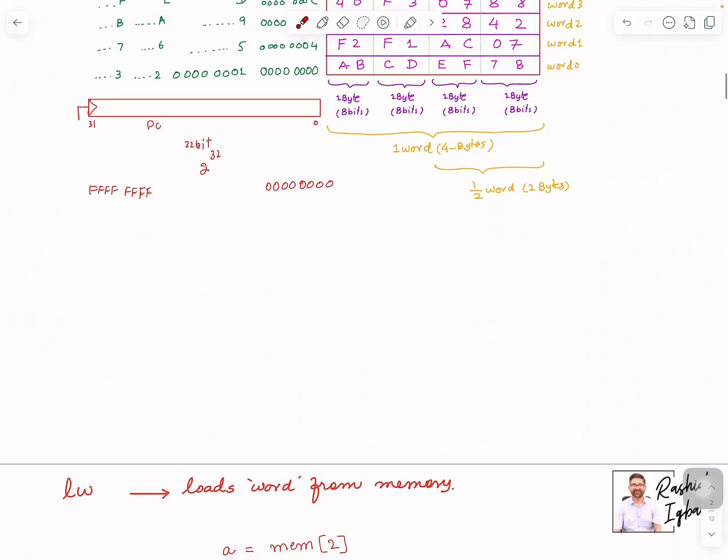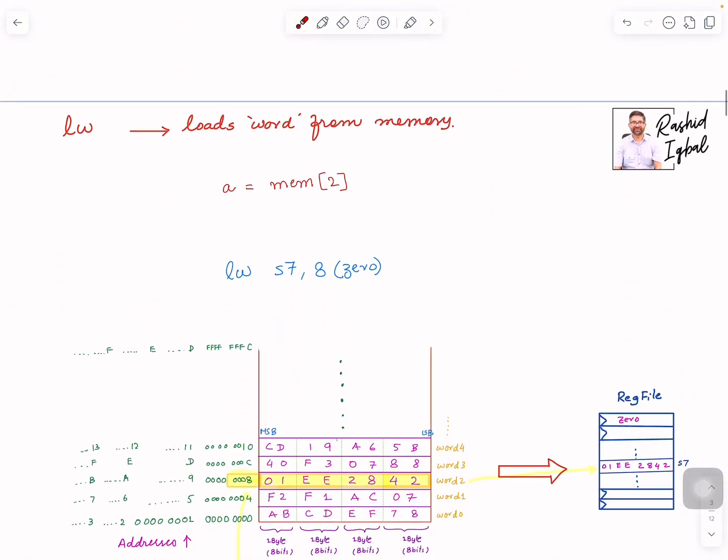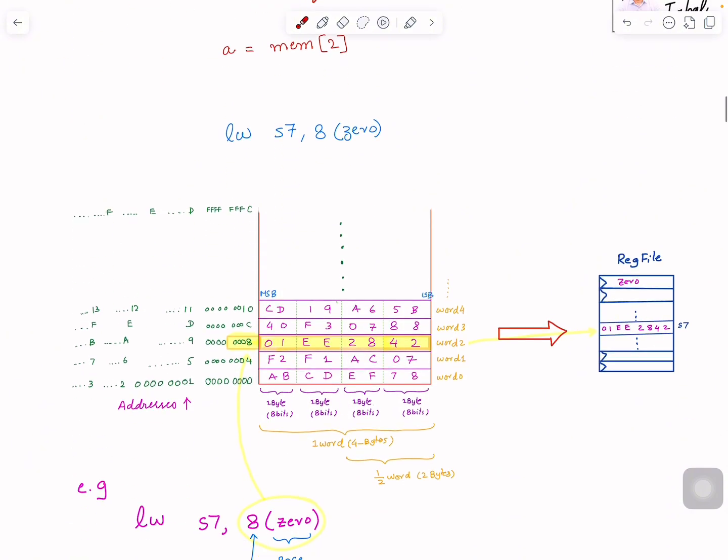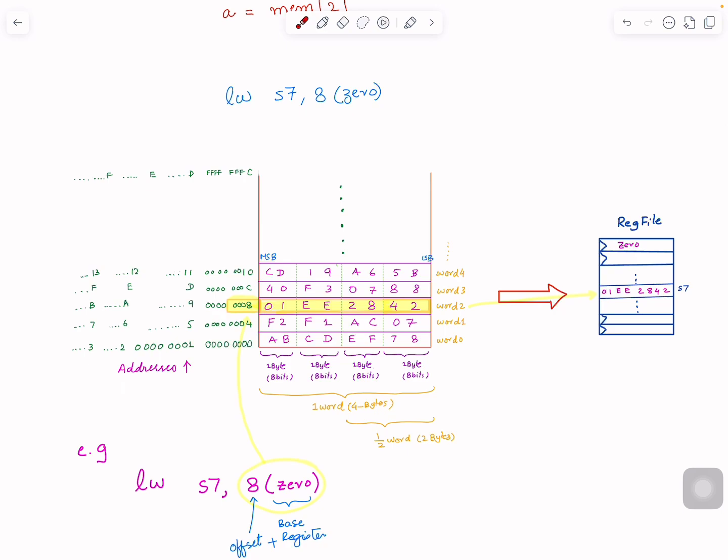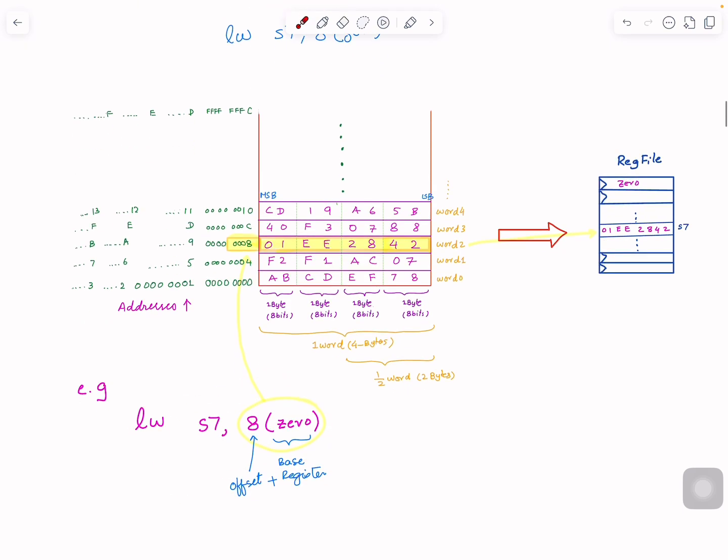Understand that? Okay, so then we said we have two instructions, load word and store word, because we need to load data from the memory. And for that, we have the LW load word instruction. This is the assembly instruction. I gave an example from the book where this one is the address from where we want to pull or load the data, and S7 is where we want to save that data.